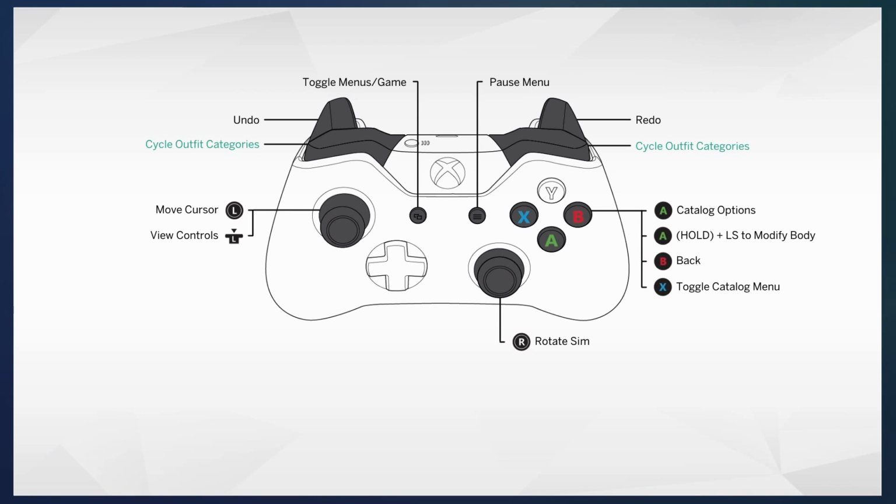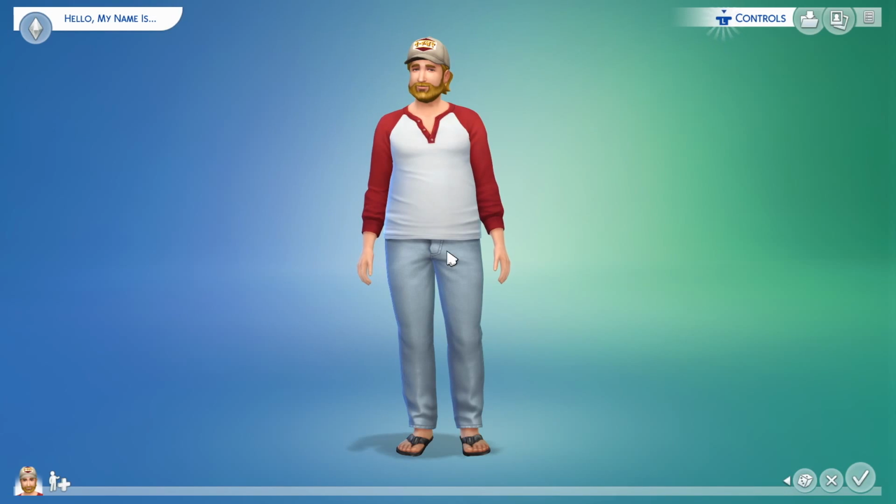You'll see that we have toggle menus and game pause menu. Those two buttons are going to be used a lot. We have redo for the right trigger and undo for the left trigger. Cycle outfit categories for the left shoulder and cycle outfit categories for the right shoulder. Move cursor is the left thumbstick, and you view controls by pushing down on that. The right thumbstick lets you rotate the Sims, and then your A, B, X, Y. It looks like Y is not actually used, but we have A, B, and X for the catalog, back, and toggle catalog. So keep those in mind while you're doing Create a Sim.